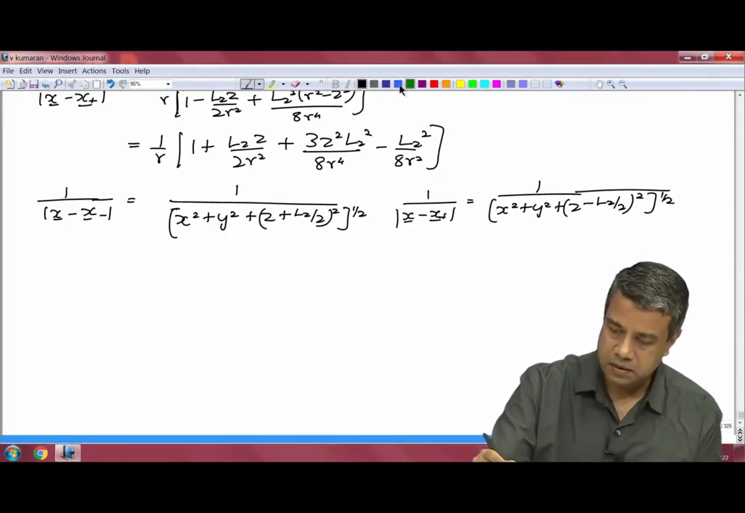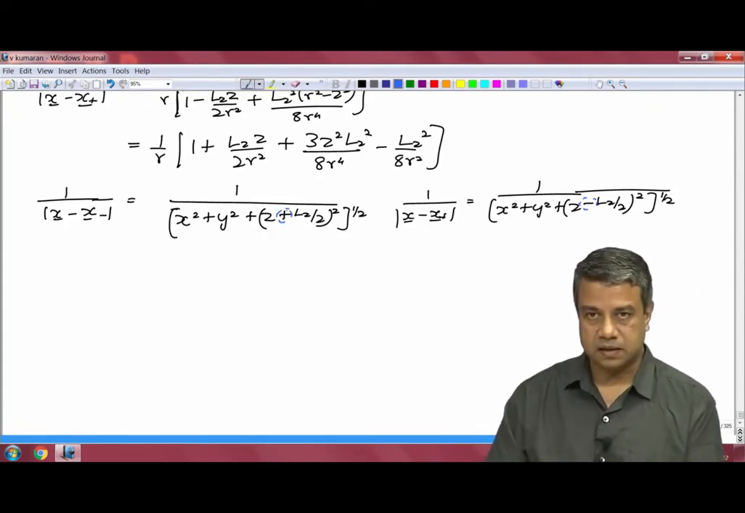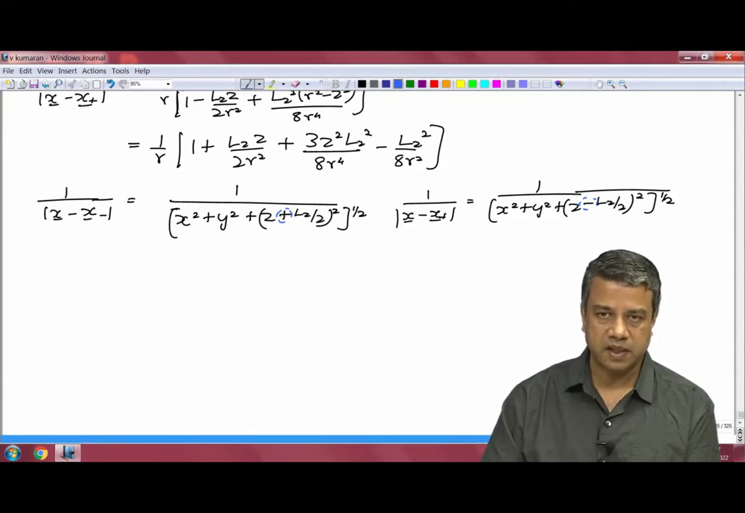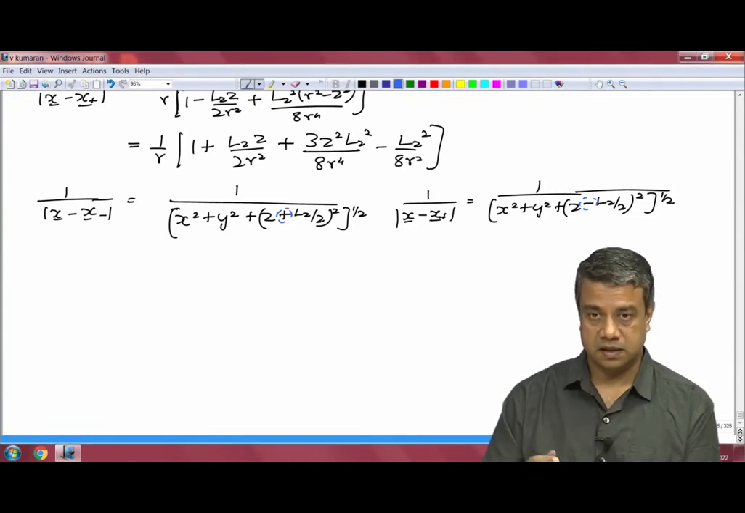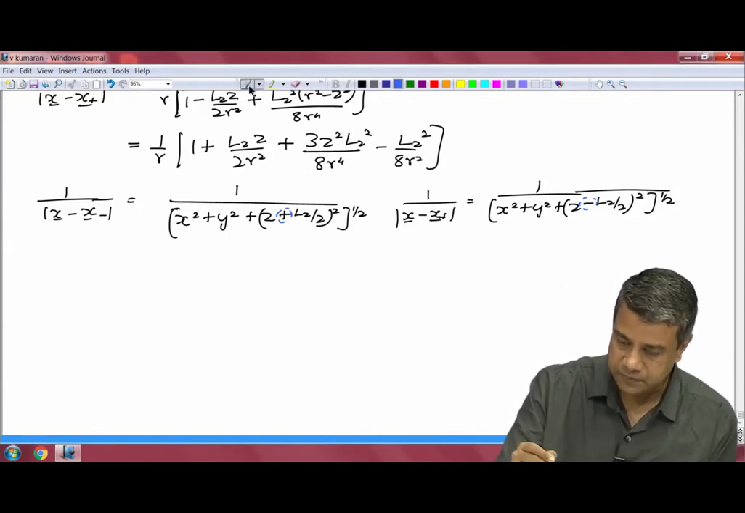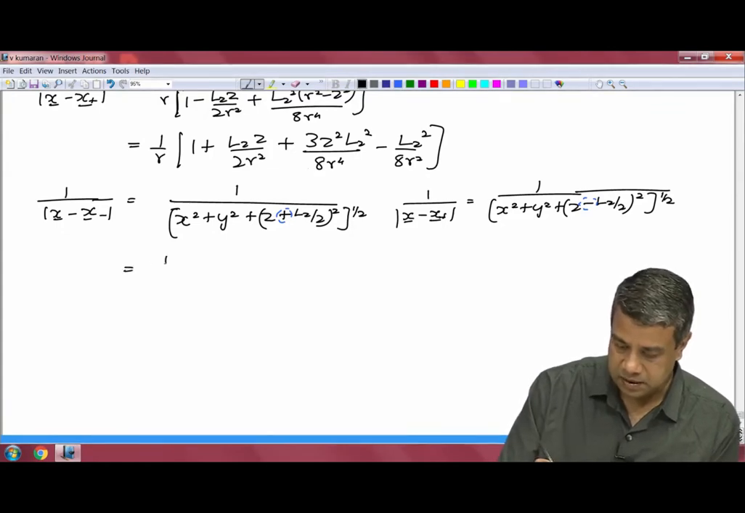The only change here is the sign of this Lz. So, I get the solution for 1 over x minus the distance from the sink location by just changing the sign of Lz in the distance for the source location. So, this will just be equal to this same expression that I had here, except that the sign of Lz changes.